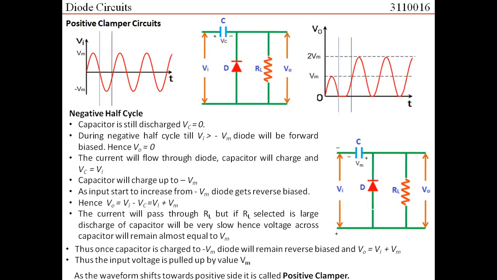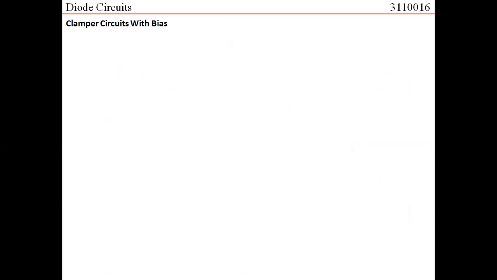right? In the negative clamper, the DC voltage that was added pulls down the input voltage, whereas in the positive clamper it pulls up. So this is a positive clamper. The earlier example that we discussed was a negative clamper. Now let us take one more example, which is a clamper circuit with bias voltage.